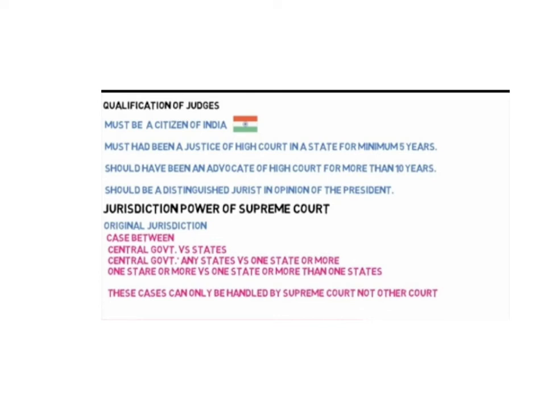If there is any case between the central government and any states versus one or more states, then those cases are also handled by the Supreme Court. And if there are cases between more than one or two states, those cases are also handled by the Supreme Court. That means any case dealing with the central government or any state will be dealt with by the Supreme Court. This is called the original jurisdiction of the Supreme Court.